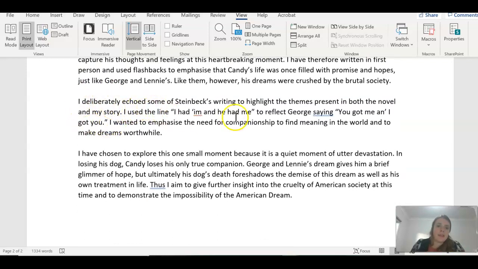I deliberately echoed some of Steinbeck's writing to highlight the themes present in both the novel and my story. I used the line, "I had him and he had me," to reflect George saying, "You got me and I got you." I wanted to emphasize the need for companionship, to find meaning in the world, and to make dreams worthwhile. So here I'm quoting me, and I'm also quoting Steinbeck to show that I'm writing how I'm writing because Steinbeck writes in this way.